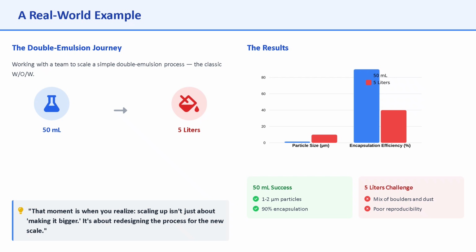I once worked with a team trying to scale the classic WOW double emulsion method. At 50 milliliters, everything looked perfect. Tight particle size distribution, beautiful morphology, and excellent drug encapsulation. But when we moved to a 5-liter batch, everything fell apart. Instead of uniform particles, we got a chaotic mixture of oversized aggregates and ultrafine debris. That's the moment you realize that scaling up isn't just turning the knob on volume. It means rethinking the entire process.